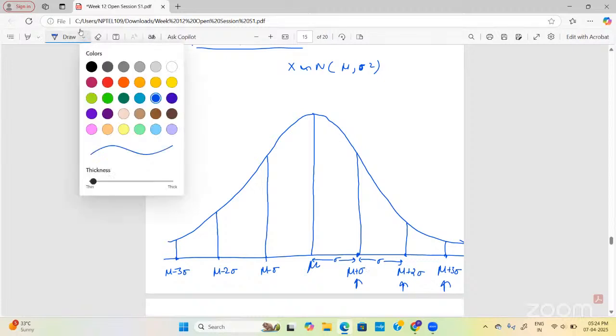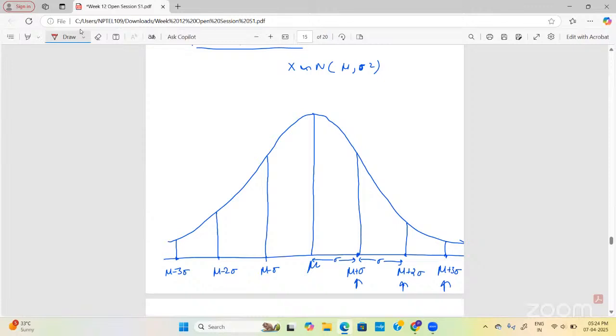Now there is a rule which says that within one standard deviation away from the mean, in both directions, which means this area, this entire yellow region, within this line, this entire region is approximately 68% of the whole. So this region is 68%. Is this clear?